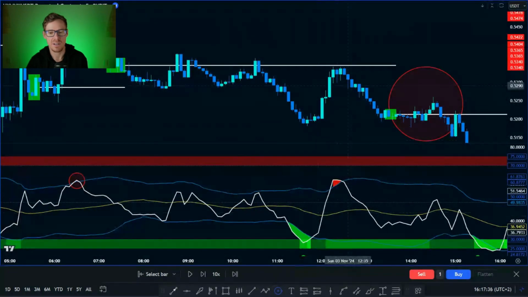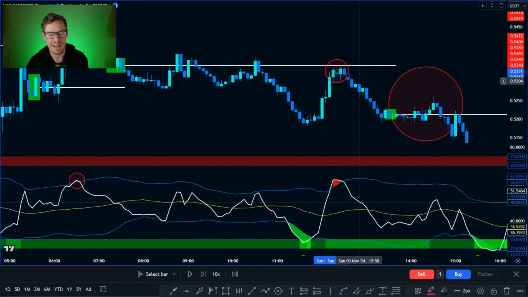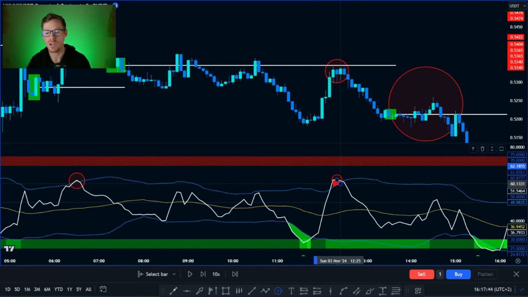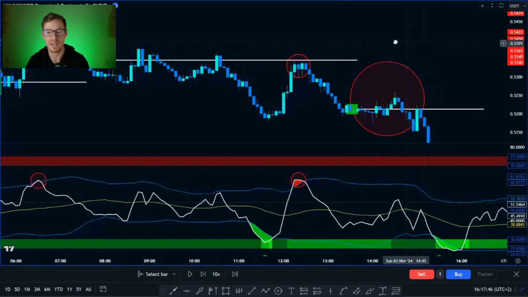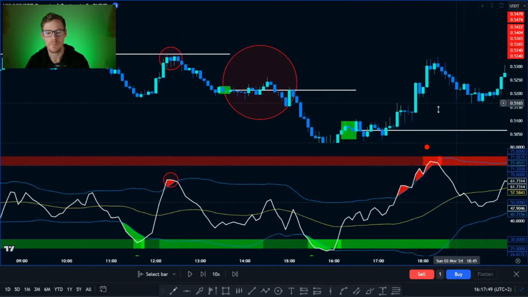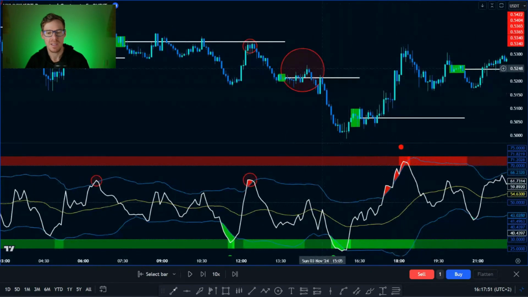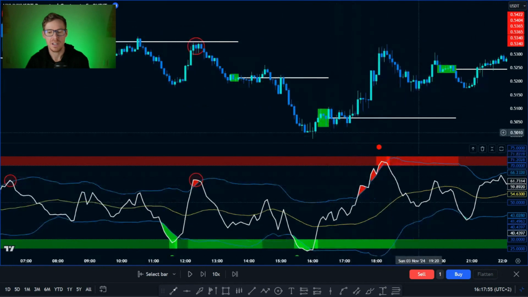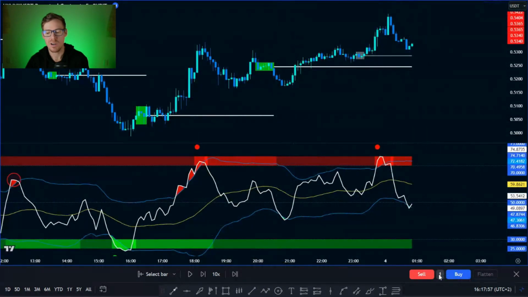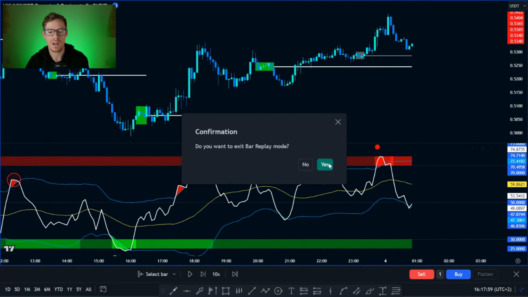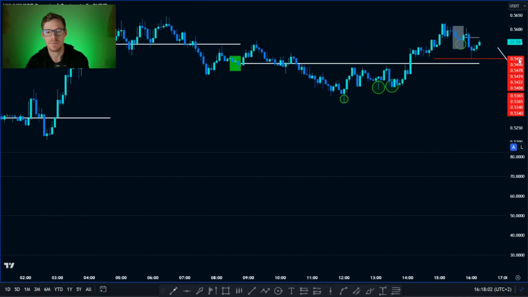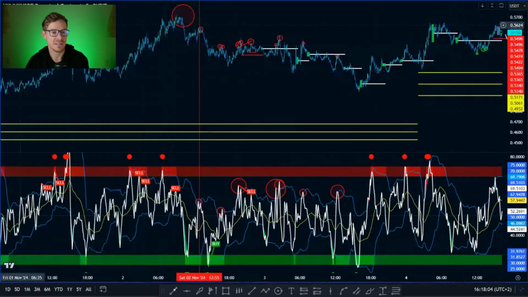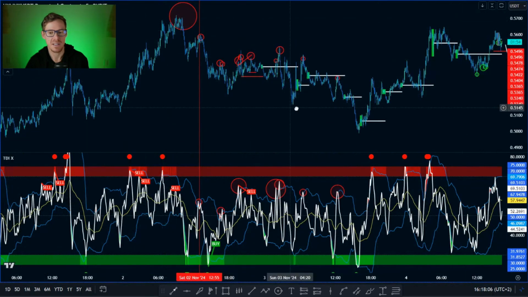Here's another shark fin. This was not above the value line, so it wouldn't have matched our criteria perfectly, but it was still a very nice shark fin, and it could have been a very good example of a trade. If we keep going, here we may have not taken this entry because we didn't get a shark fin, so there's a lot of criteria we're waiting to play out, and once it all plays out, let's take this away now.